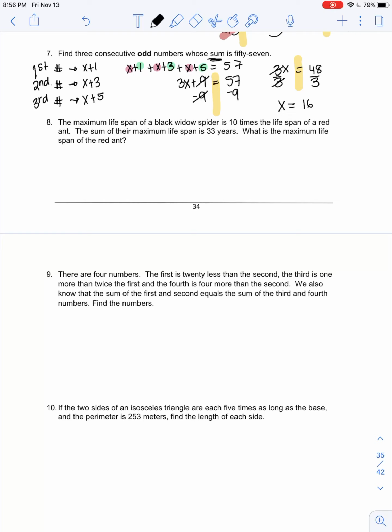So our first number would be 16 plus 1, which is 17. Our next odd number would be 16 plus 3, which is 19. And finally, 16 plus 5 would be 21. So those are our answers right there. I'm going to highlight these. 17, 19, and 21 are odd numbers that, if you added them together, would equal 57.